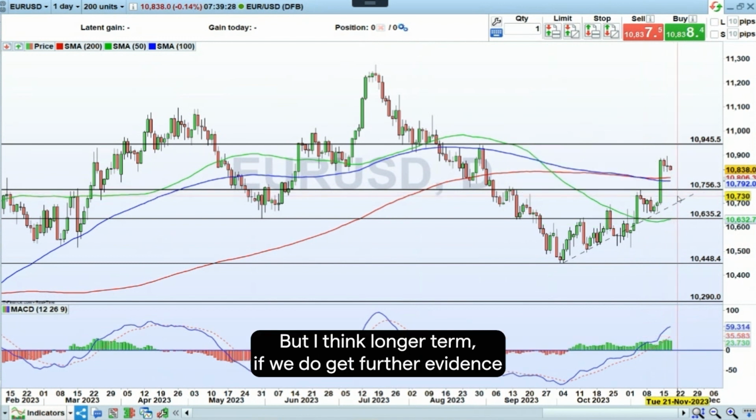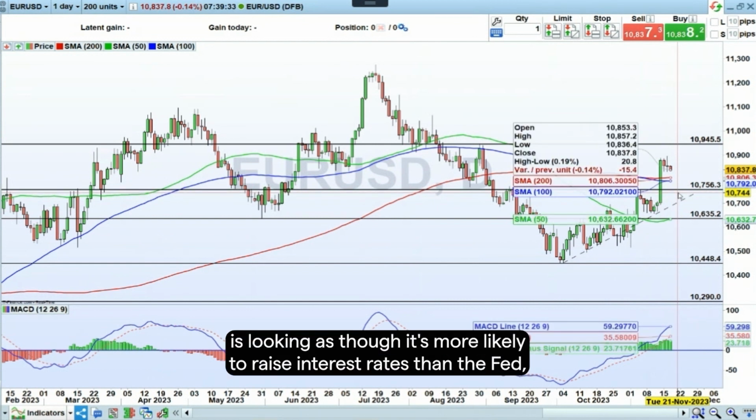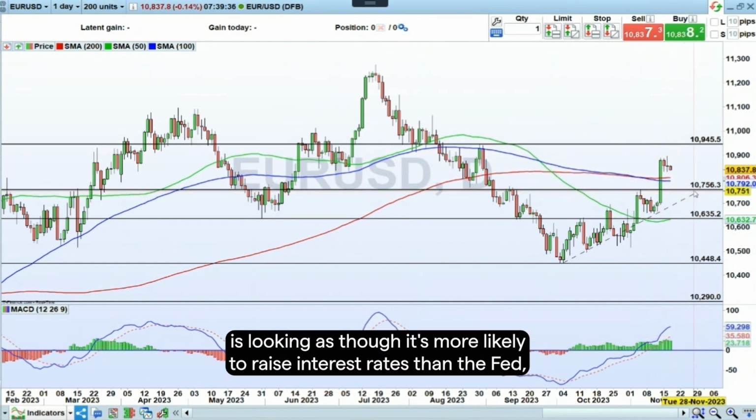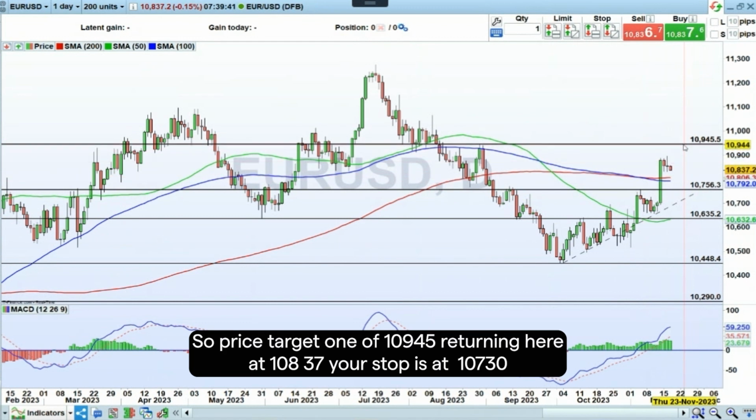But I think longer term, if we do get further evidence that the eurozone is looking as though it's more likely to raise interest rates than the Fed, I think we could well end up getting further highs for the euro against the US dollar. So price target 109.45. We're trading here at 108.37. Your stop is at 107.30.